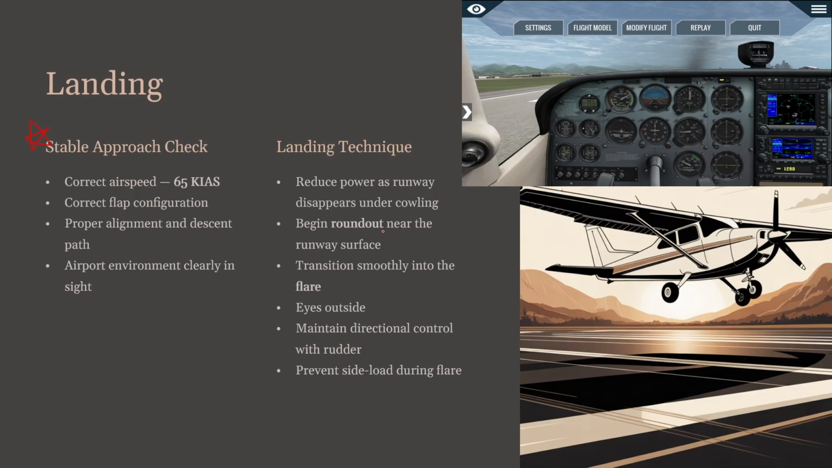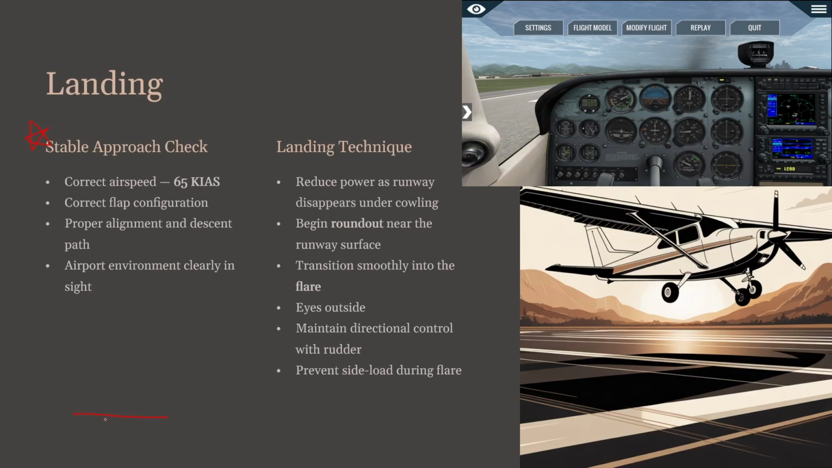For the Cessna 172, a common technique is to continue descending on final until the runway begins to disappear under the cowling. At that point, begin reducing power, and as the airplane gets closer to the runway, when it almost feels like the airplane is about to touch the runway, start raising the pitch slightly to transition into a nearly level attitude just above the runway.